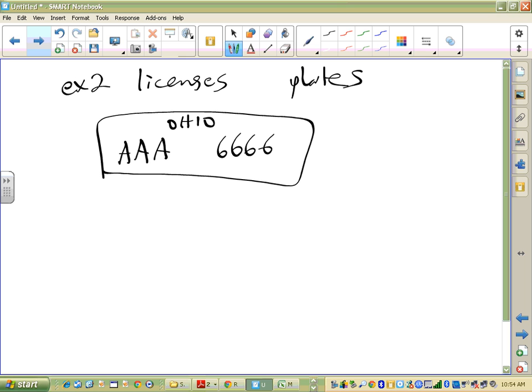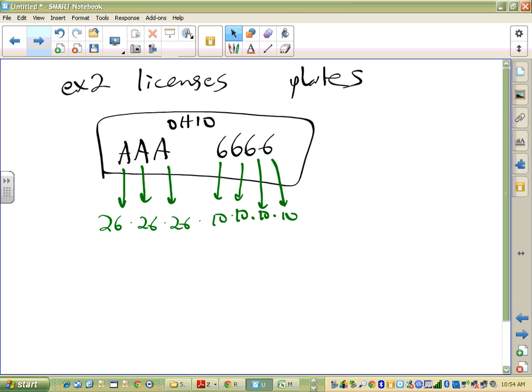How would we figure that out? We'd have to take the number of choices for the first letter. How many choices are there for the first letter? 26. How many choices are there for the next letter? 26. We're going to multiply these. How many choices are there for the next letter? 26. How many choices are there for the first digit? 10. And for the next digit? 10. And for the next digit? 10. And for the next digit? 10.